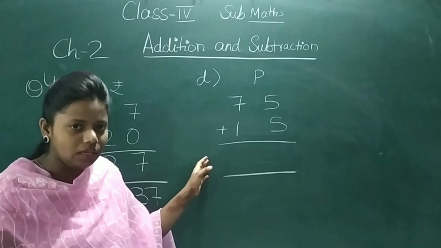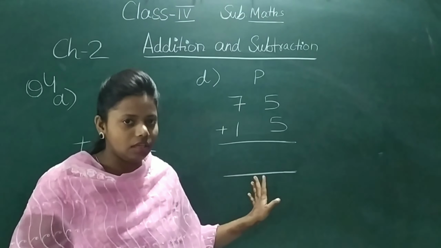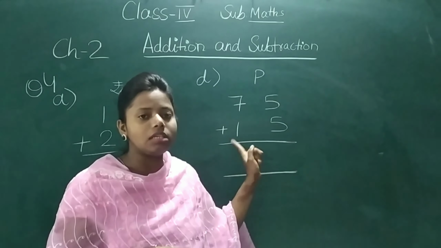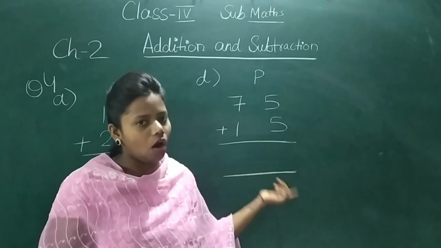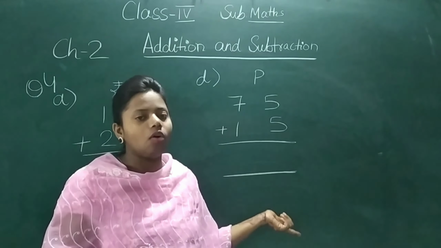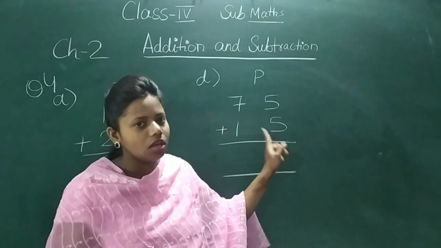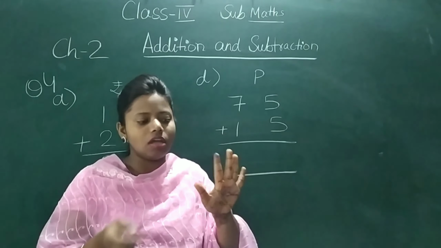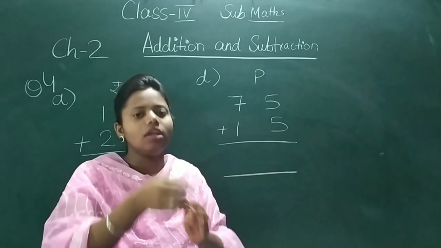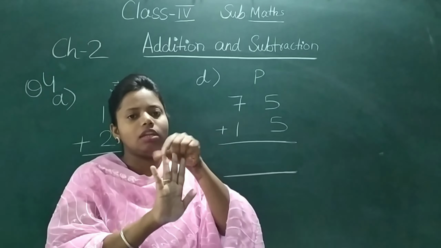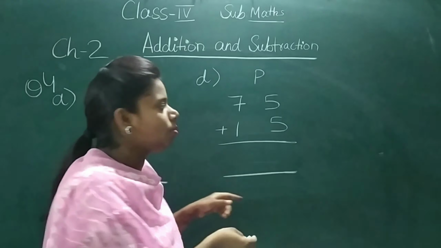Let's do question number D. P means paise. Okay. Now let's add 75 paise plus 15 paise is equal to how much? Now 5 plus 5. 5 plus 5 will be how much? See here, take your 5 fingers out. 1, 2, 3, 4, 5. Again take other 5 fingers out. 5 we have counted here. 6, 7, 8, 9, 10. So 5 plus 5 will be 10.